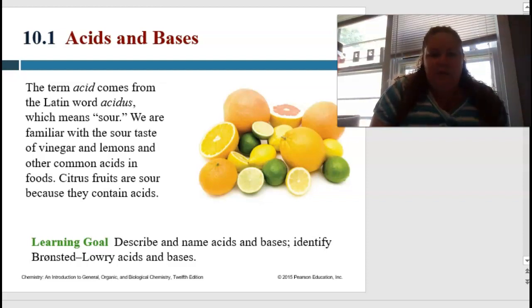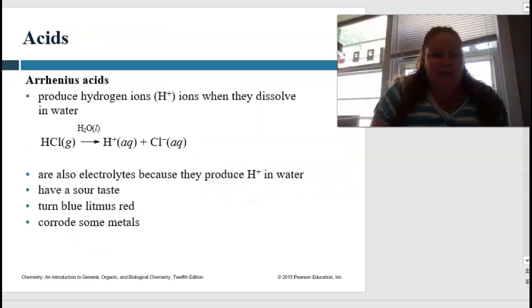So today we're going to describe and name acids and bases, identify the Bronsted-Lowry acids and bases, and build on everything that we have been working on thus far.